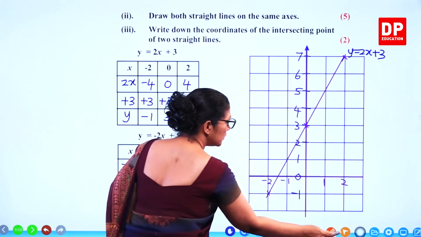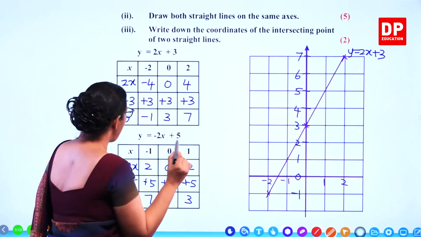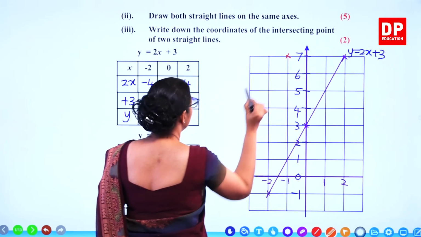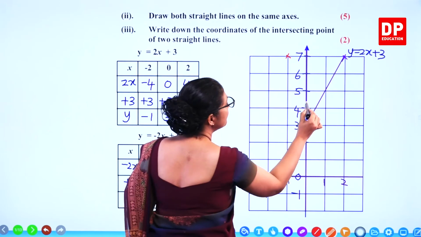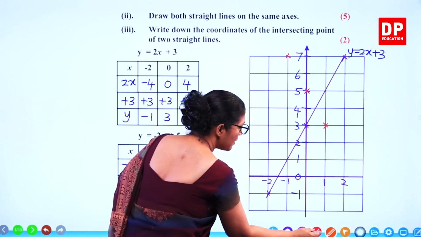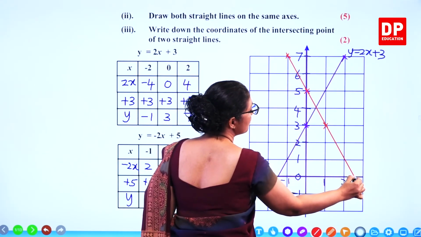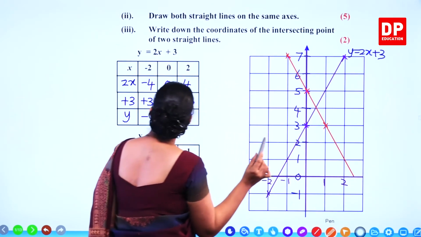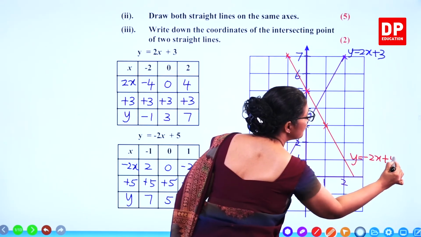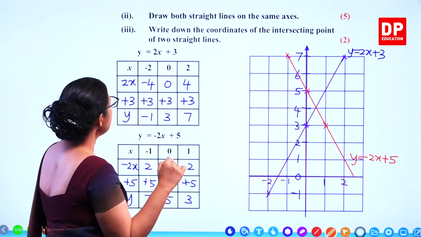Other graph. We'll take a different color. Minus 1, 7. 0, 5. 1, 3. Now we can connect. So that's the other graph. What's the graph? Y equals minus 2x plus 5. So those are the two lines.